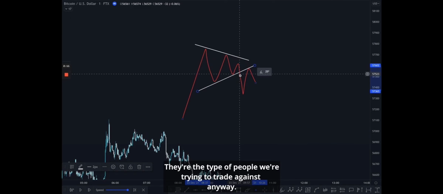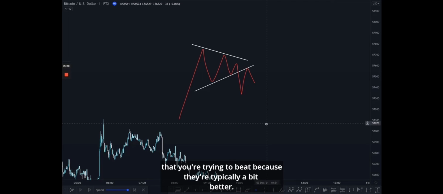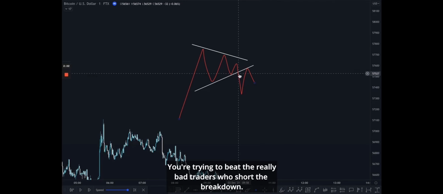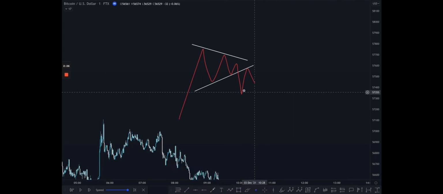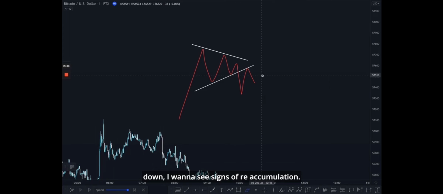They're the type of people we're trying to trade against anyway. People who wait for more confirmation are not really the people that you're trying to beat, because they're typically a bit better. You're trying to beat the really bad traders who short the breakdown. What I want to look for in this is that same pattern where it breaks down, but when it breaks down, I want to see signs of reaccumulation.